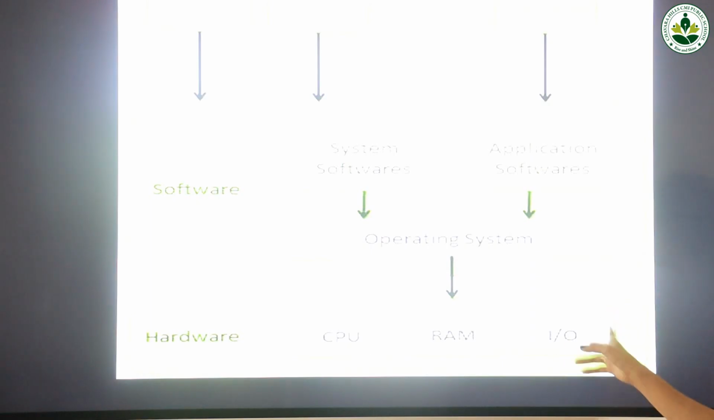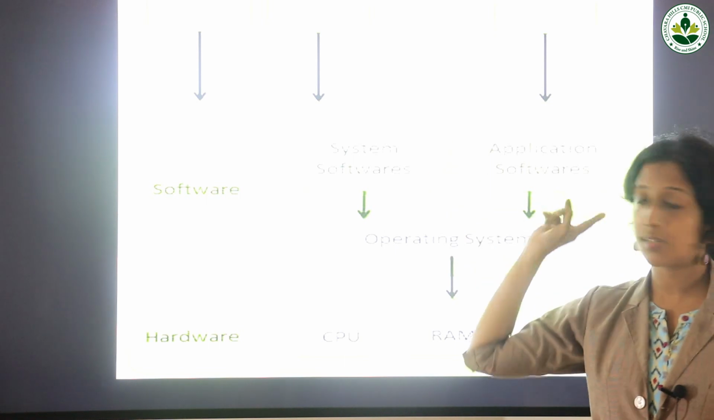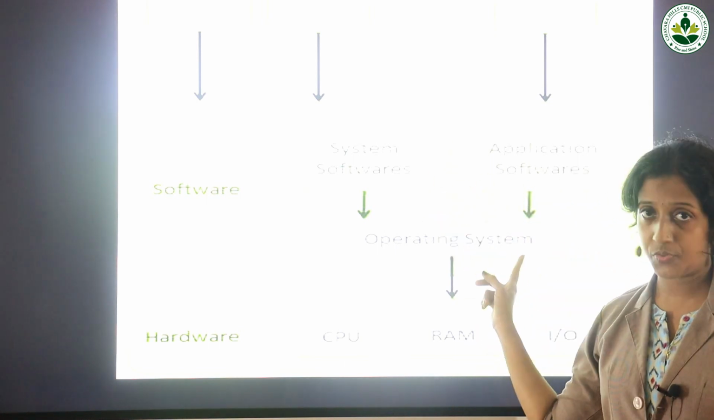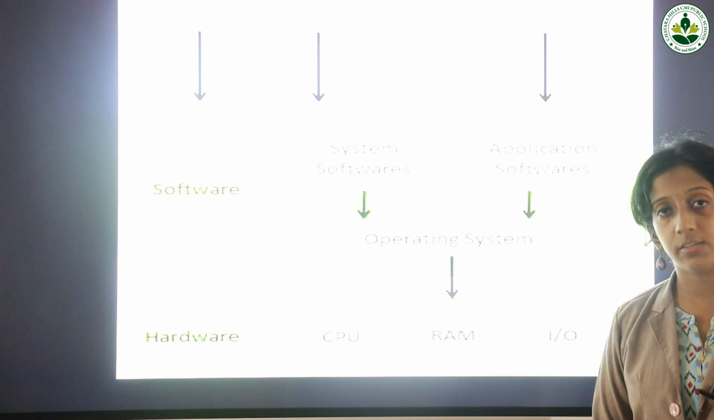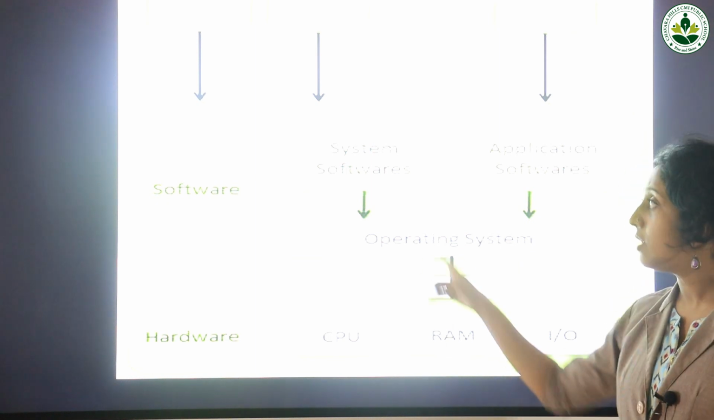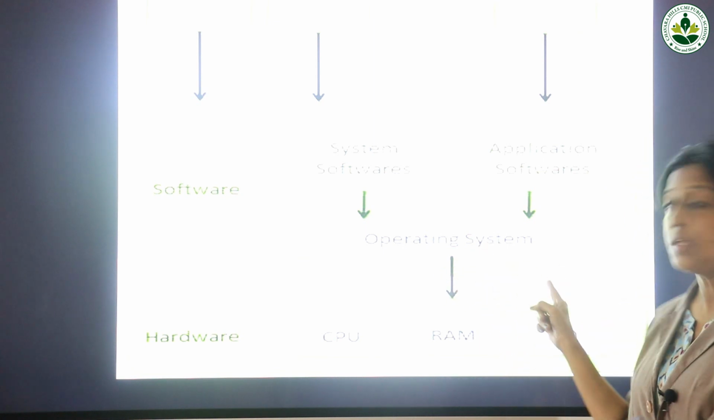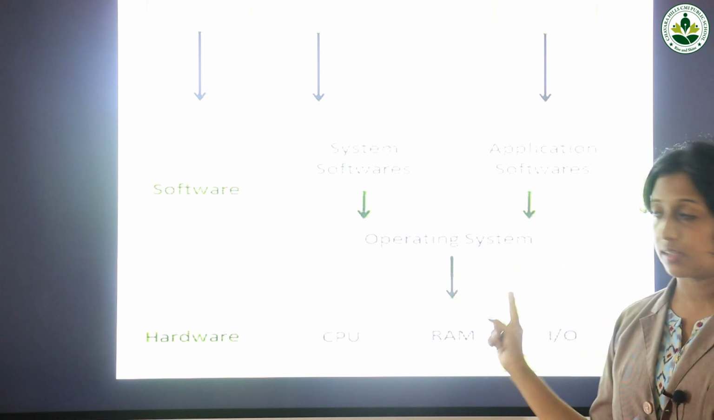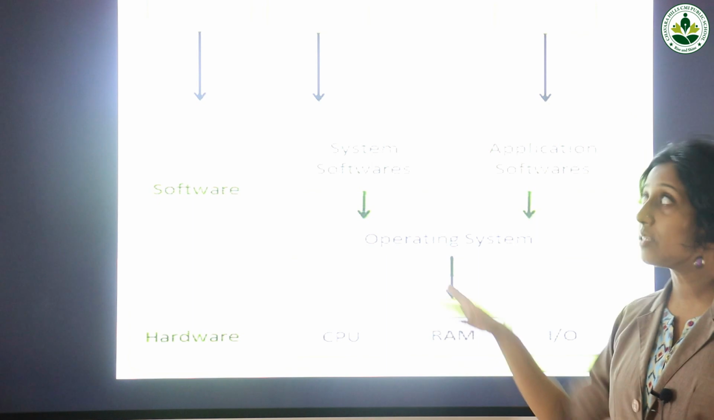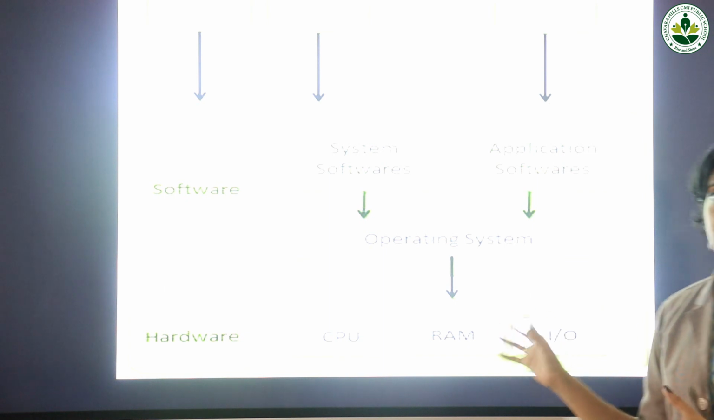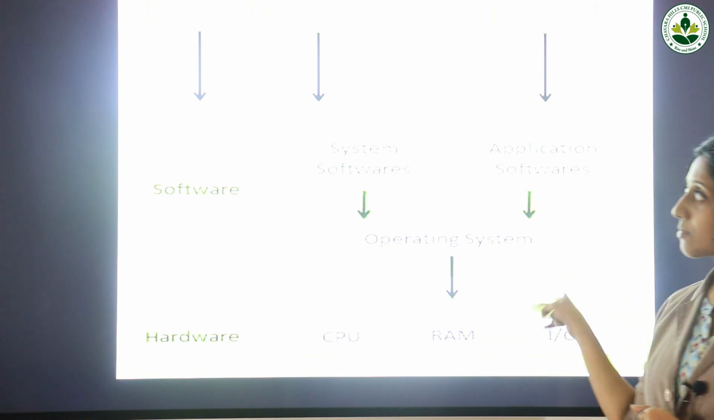That means in this picture you can see many users are there. All these users use the software, and the user gives a command to the software, and the software sends that command to the operating system, and the operating system sends that signal to the hardware. This is the working of an operating system, and this is what happens inside a computer.